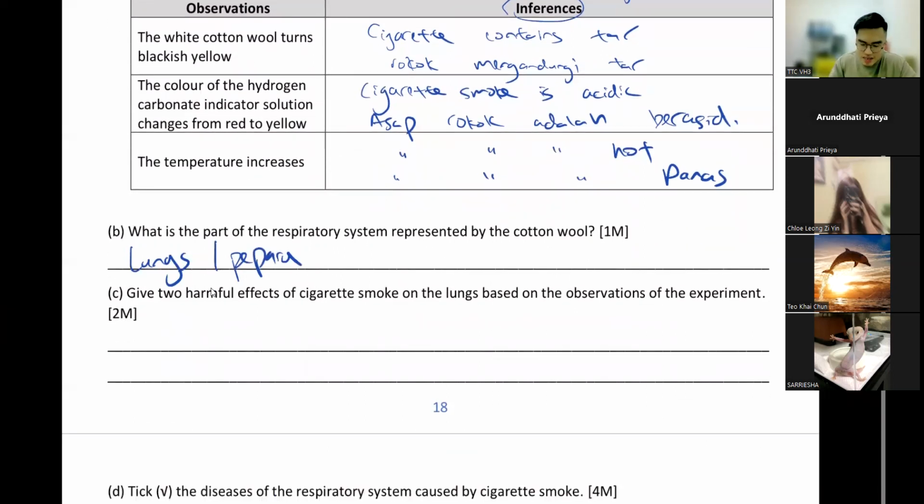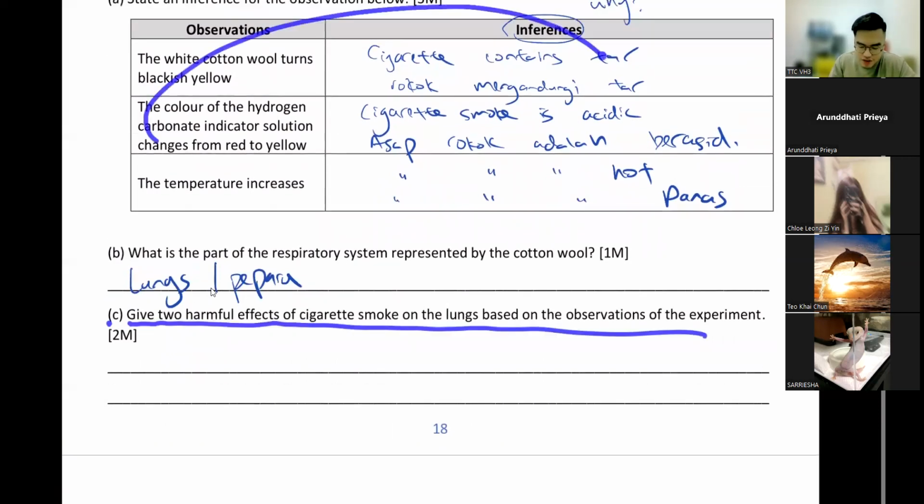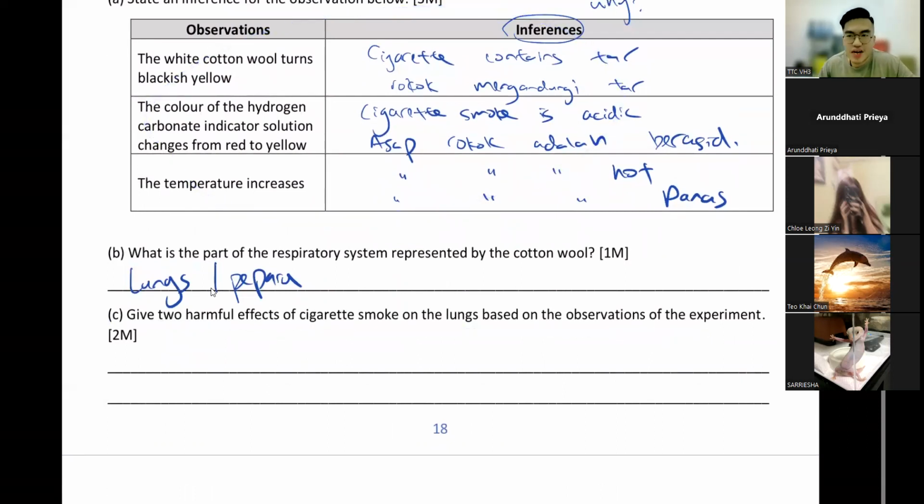Okay, paru, your lungs. So C, give two harmful effects of cigarette smoke on the lungs based on observation. That means based on this observation, what harmful effects can you see? You have three, right? What will tar do to your lungs? Yes, good. Tar causes lung cancer, menyebabkan kanser paru-paru. You can write one for each though.